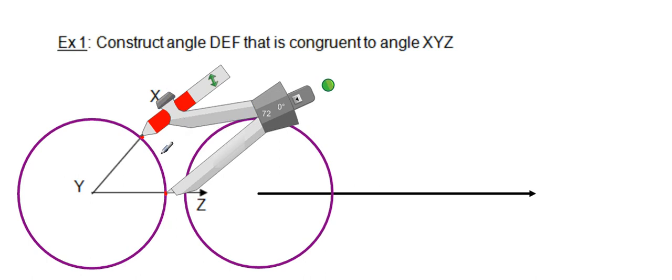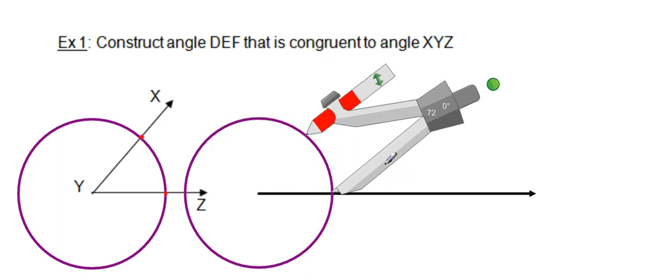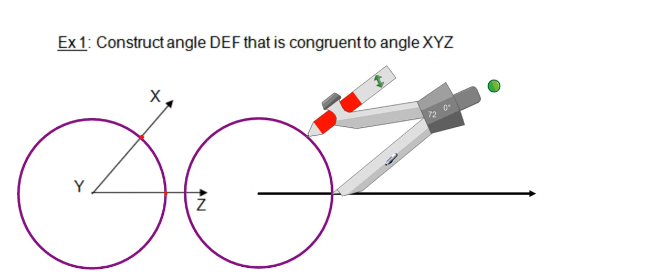Now that I've got my compass opened exactly to the distance that the angle opens, I'm going to copy the same thing over here onto my new angle. Notice that the point of my compass is at the point where the purple arc intersects the side of the angle. So when I go to make the copy, I want to put the point of my compass at the point where my purple arc intersects the side of my angle. Once I have my compass in place, I can draw my arc.